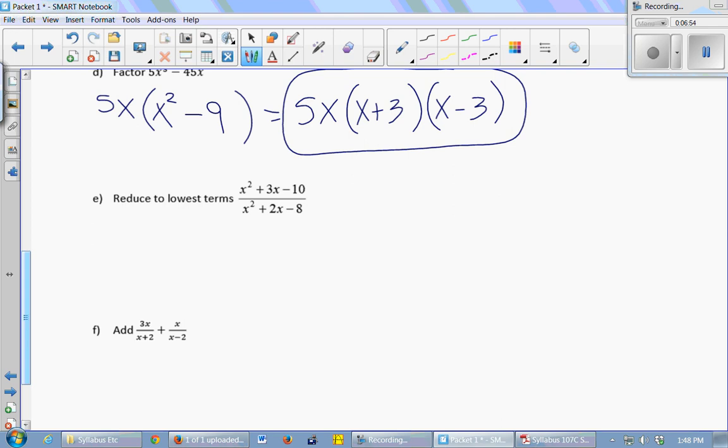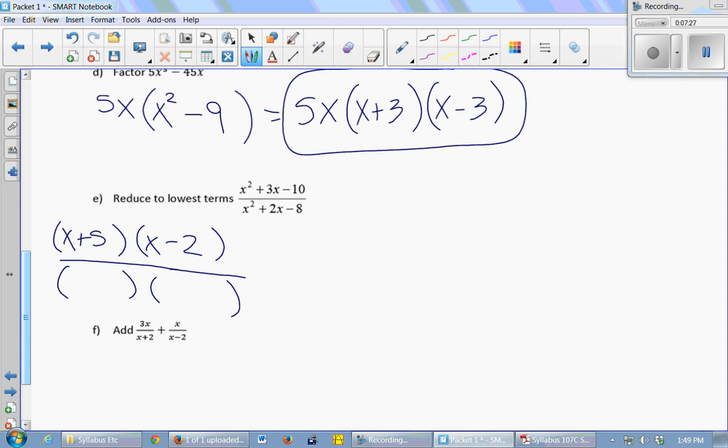Okay, if I want to reduce a rational expression, a fraction that has variables in it, to lowest terms, I should factor as much as I can and cancel if I can. So x squared plus 3x minus 10, does that factor? Yeah, I hope so, otherwise we can't finish the problem. x plus 5 and x minus 2. Good. Yeah, so a lot of factoring is trial and error.